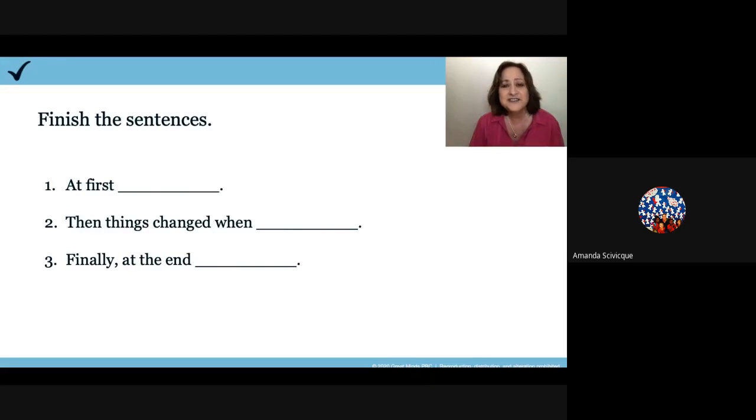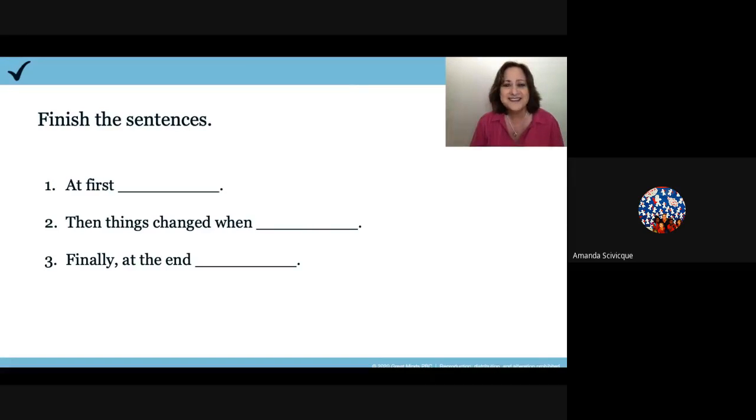At first is where you'll describe what happened in the beginning of the story. Then things changed when, and you'll tell us the big change that happened in the story. Finally, at the end, you'll tell us about the resolution and how the story ended.